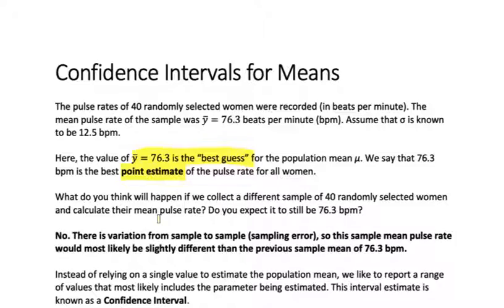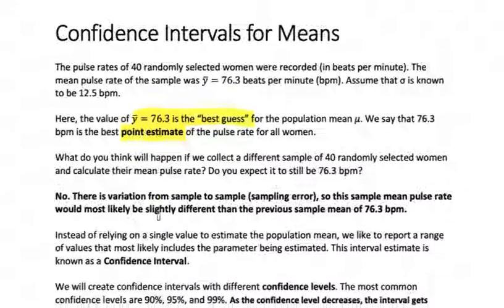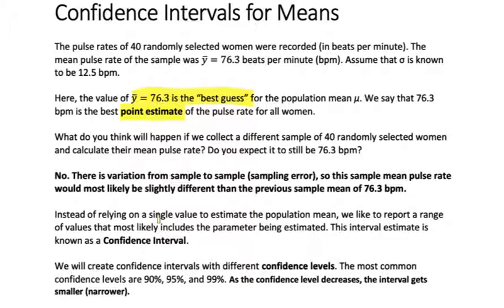76.3. If we take a different sample of a different group of 40 women, we would not expect to get the exact same 76.3 value for the mean. Now, it's probably going to be somewhat close to that, but it's probably not going to be exactly the same. There's variation from sample to sample, which we learned before is called sampling error. So we're going to get slightly different values depending on just who happens to be in our sample.